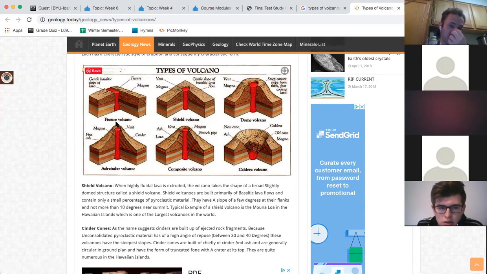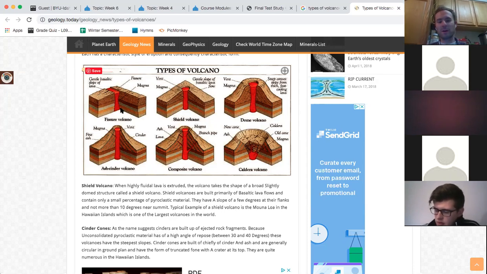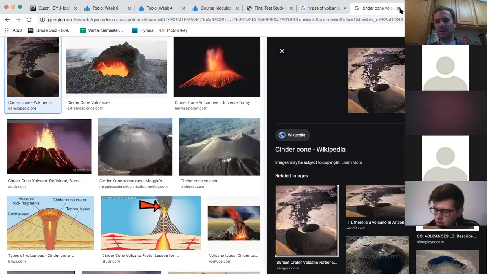You've got the fissure volcanoes. These are where the fissures open up. These can happen on your shield volcano. So like the eruption that happened just not this summer, but last summer in Hawaii, those fissure eruptions would be like a fissure volcano. So I think that's good for that.